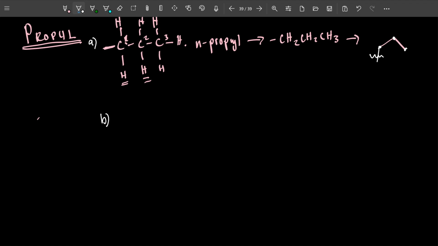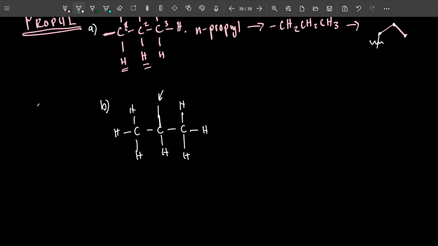So if I have my C, and then C like that, I have my threes, then my 1 like that. Then I would have H, H, H, H, H, H, H, and this one remains open. This is what your isopropyl is like, because this is where you're going to have your bond right here. If you were to put it into the bond line formula, this is what it would look like.